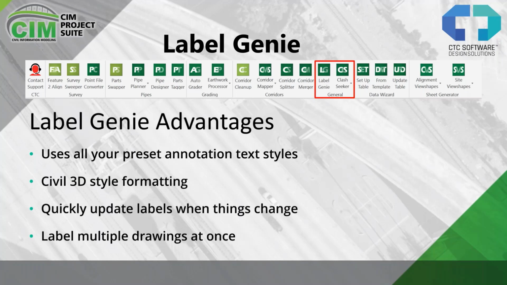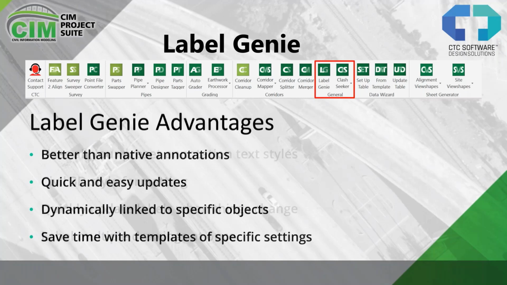And it uses all of your current annotation text styles, your Civil 3D styles, and then we can quickly update all of our labels when things change, and we can create multiple labels on multiple drawings at the same time, which is better than native annotations. We have more control over it, which we'll show you here in a little bit. There are some quick and easy updates, and then they are dynamically linked to the specific objects as with your Civil 3D labels, because they are Civil 3D labels. And then we can make templates that will save time on future projects.